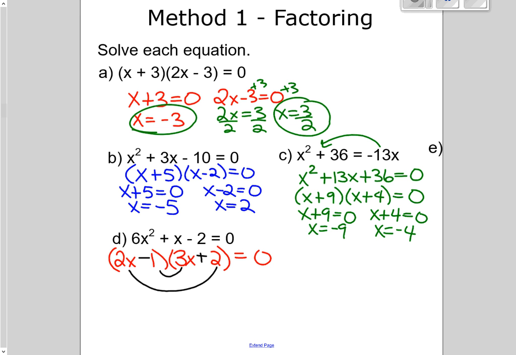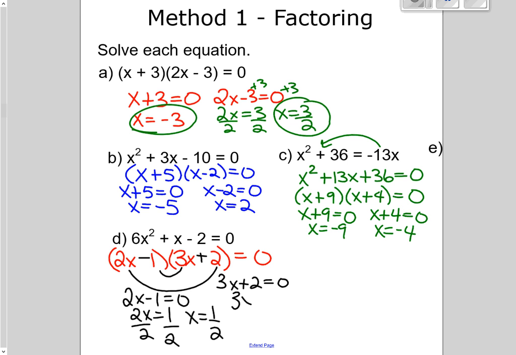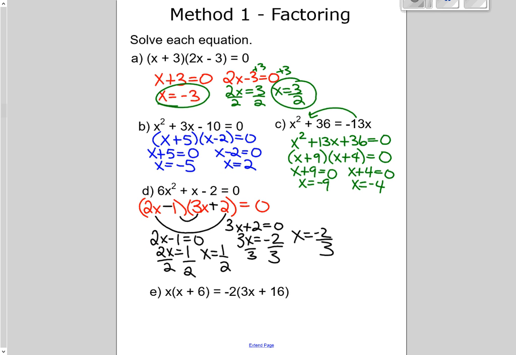Of course, you could have done decomposition on that and gotten the same thing. Now, we're going to take each one of these factors and put them equal to 0. So 2x equals 1, divide by 2, x equals a half. And then 3x plus 2 equals 0, 3x equals negative 2, divide by 3, x equals negative 2/3. So that one definitely was a little bit harder because we had to use decomposition in order to factor it.